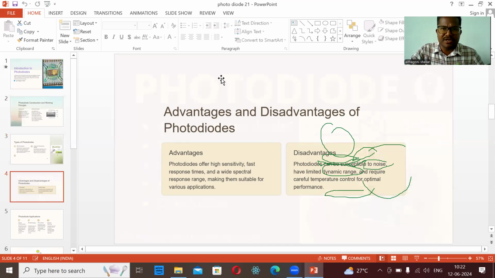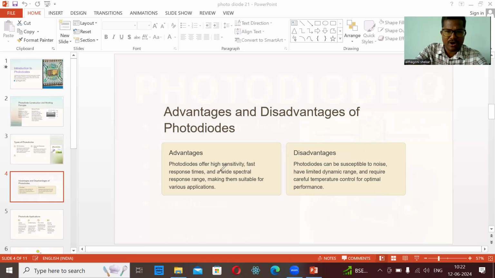Advantages and disadvantages of the photodiode. Advantages: photodiodes offer high sensitivity, fast response time, and wide spectral response range, making them suitable for various applications. These characteristics make them suitable for various applications.